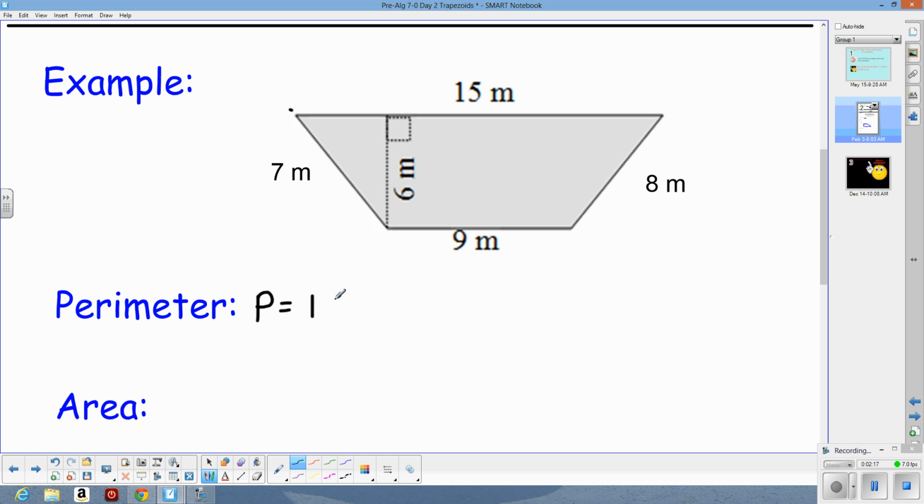We're going to say 15 plus 8 plus 9 plus 7. When you add those all together, you end up with the perimeter equaling 15 plus 8 plus 9 plus 7. That equals 39, and it's in meters, so 39 meters.